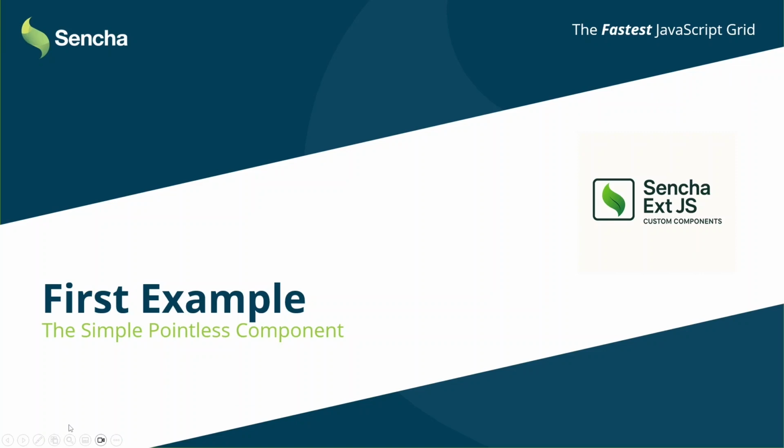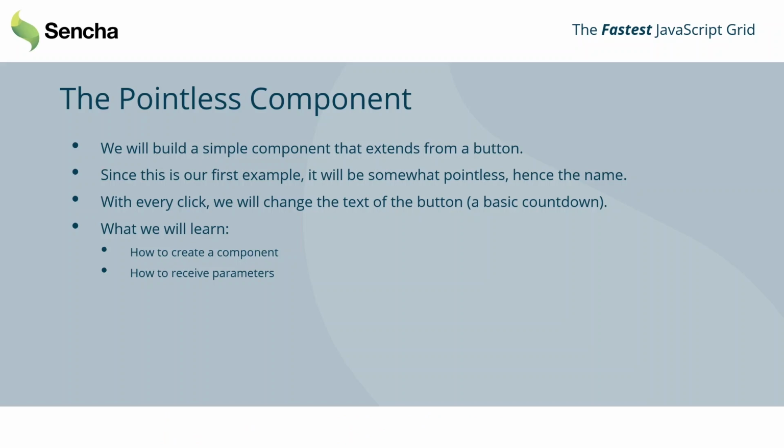Okay, finally, we have reached our first example, the simple pointless component. What we will be doing is building a simple component that extends from a button. Since this is our first example, it will be somewhat pointless, hence the name. And with every click, we will change the text of the button. What we will learn here is how to create the component and how to receive parameters. That's basically it. Okay, that's all we will be doing on this first one.